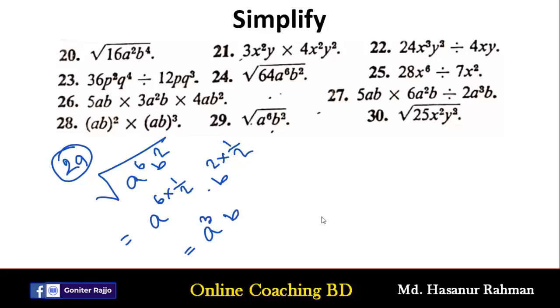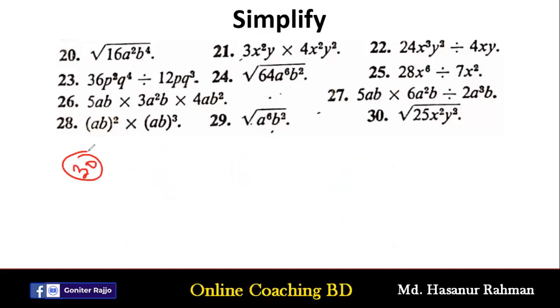And we can solve it in another way. Look, square root of a to the power 6 b squared. We know that square root means we have to divide the power by 2. So look at this, a to the power 6 by 2 will be 3, b to the power 2 by 2 will be 1. So a cube b will be the final answer. We can solve it very quickly. Now number 30. Number 30 says square root of 25 x square y square.